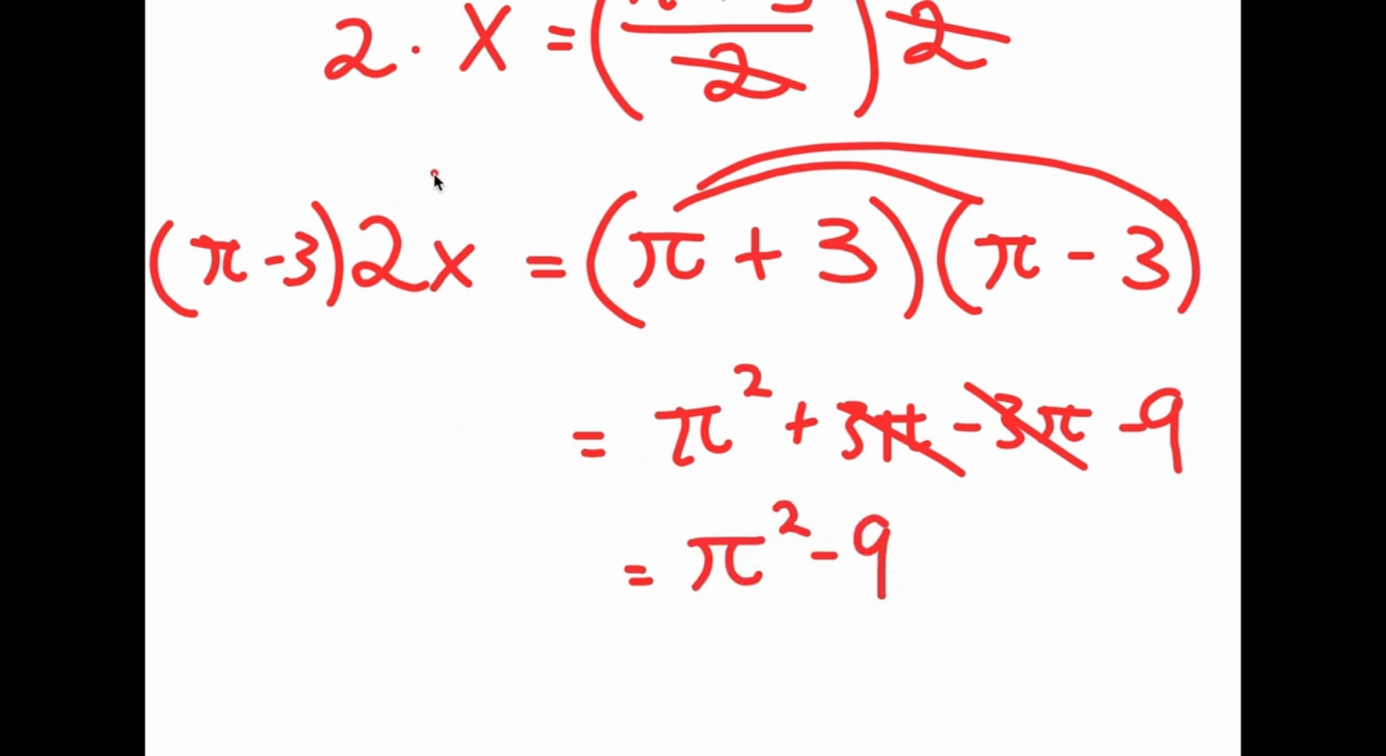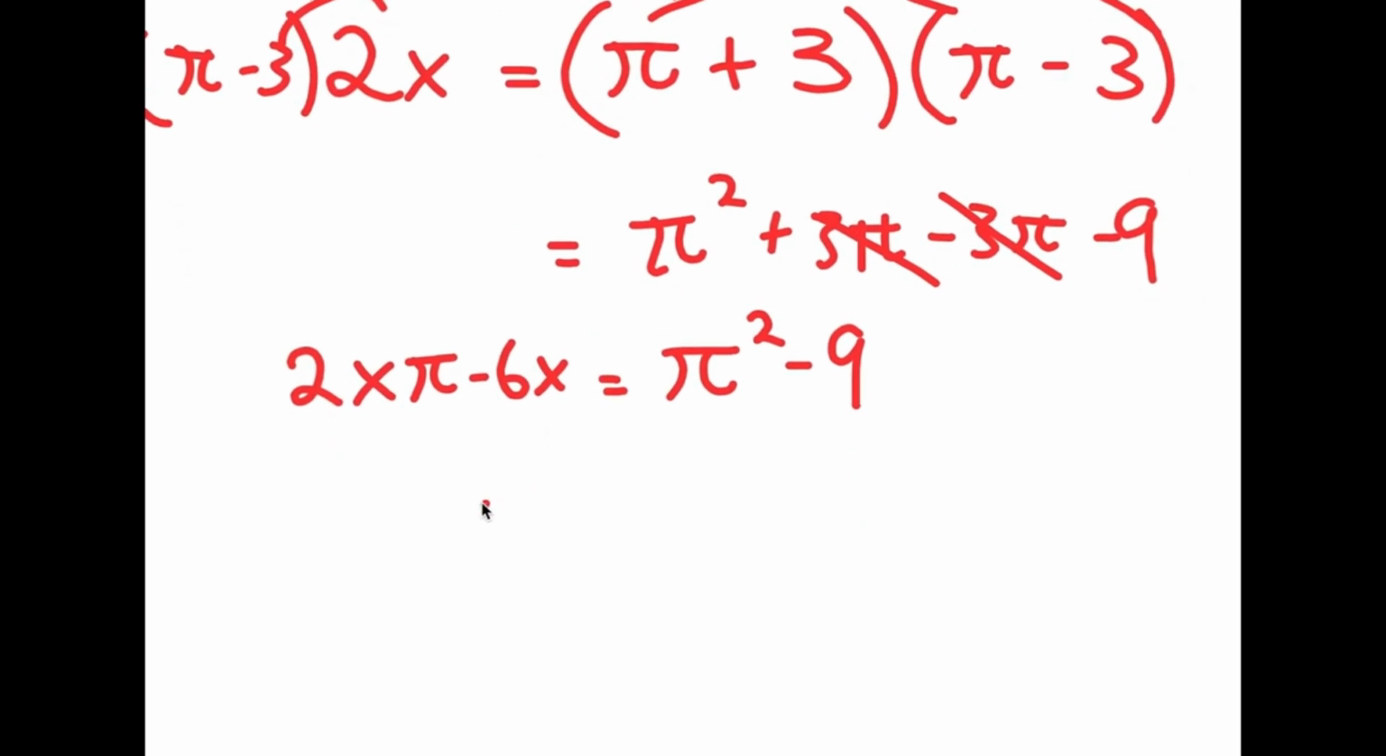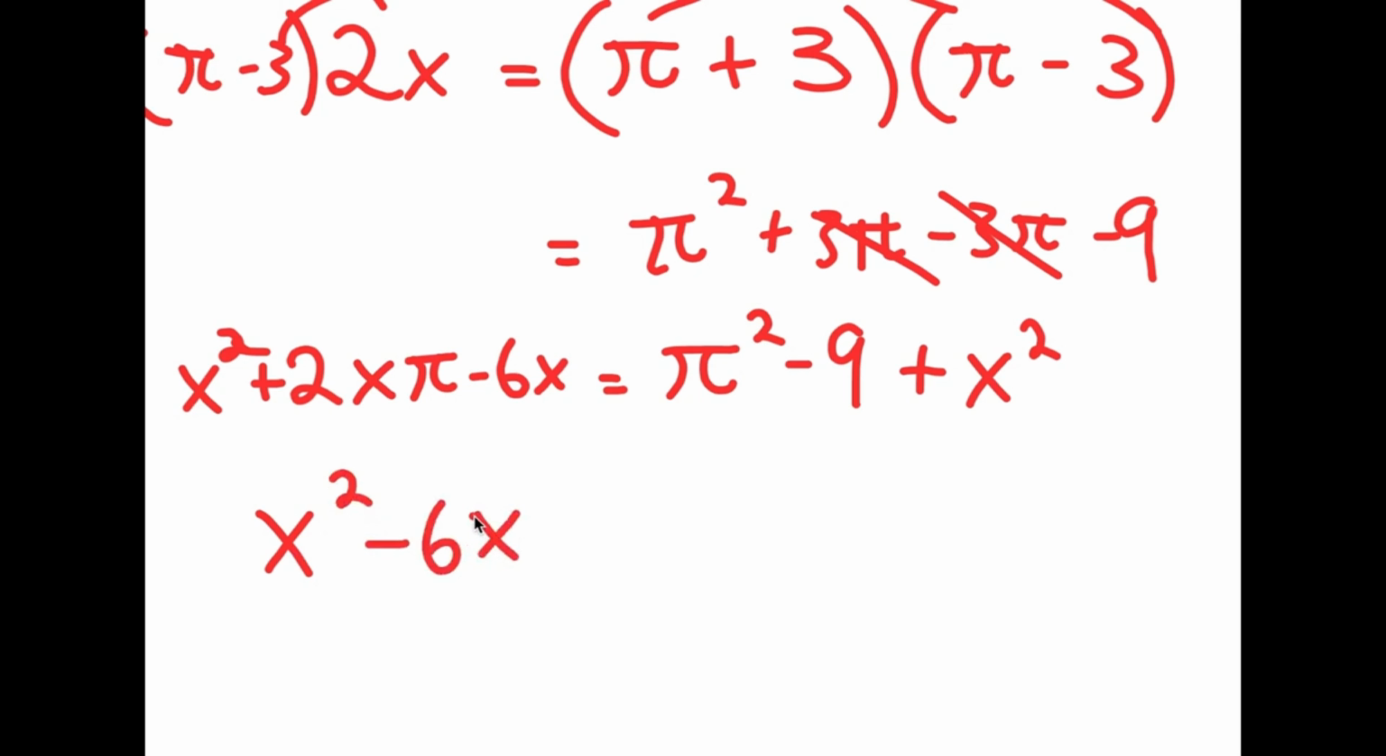And for my left-hand side, I can distribute the 2x, so I get 2xπ minus 6x. And now from here, I'm going to add x squared on both sides. So I have x squared plus 2xπ minus 6x is equal to π squared minus 9 plus x squared. Let me just reorder this real quick. I'm going to write this as x squared minus 6x plus 9, so I'm going to add 9 on both sides.